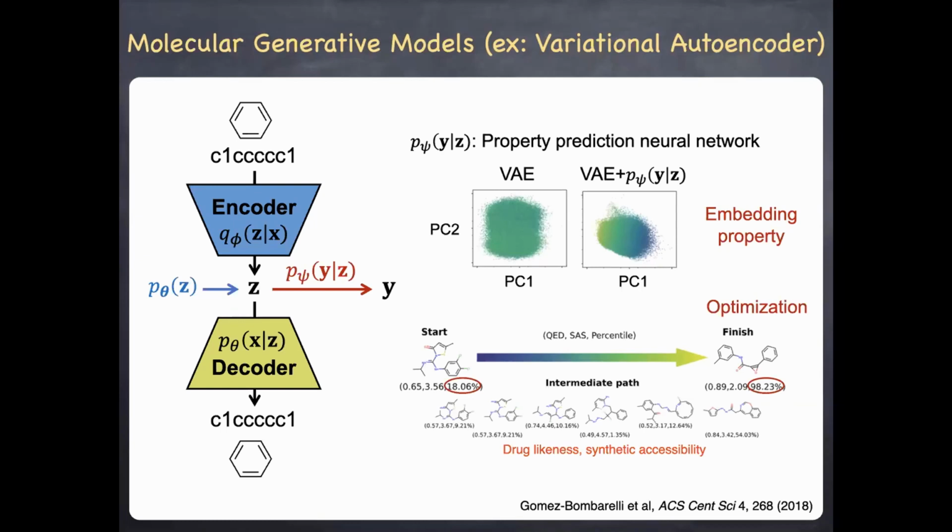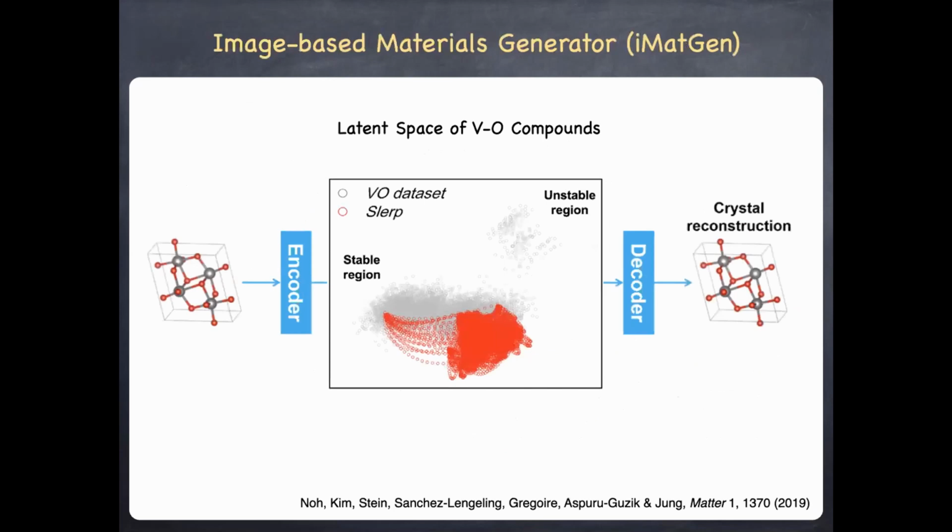And so on the right bottom panel, you see that although you start with a molecule with 18.06% of drug likeness, whatever the measure is, when you perform the optimization, you end up with a molecule in the 98th percentile category. So that shows that once you have this continuous latent space, you can optimize the molecule because it's continuous. So that was the work by Aspuru-Guzik back in 2018.